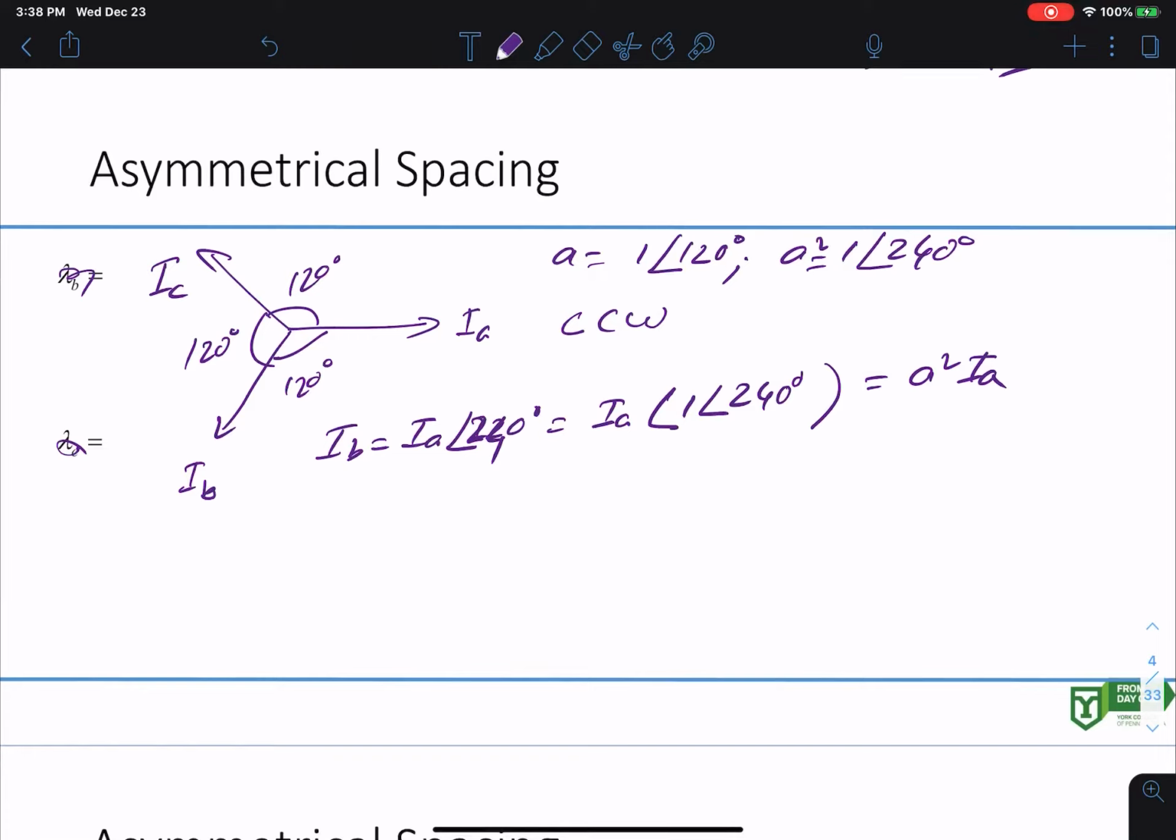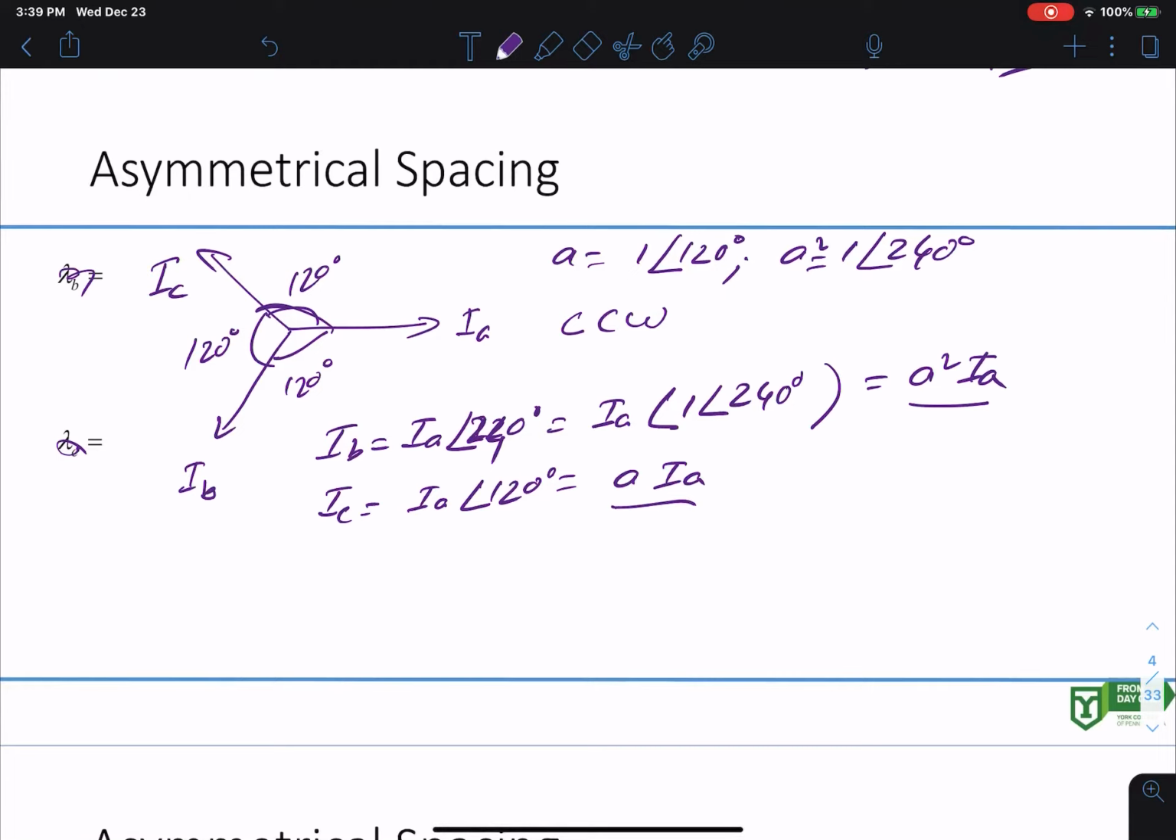That's what I'm saying: IB is a squared IA. Then with respect to IA, if I look at IC, going counterclockwise, it's only 120 degrees. So it would be IA at 120 degrees, that means a times IA. So with respect to IA, I can convert IB and IC to IA.